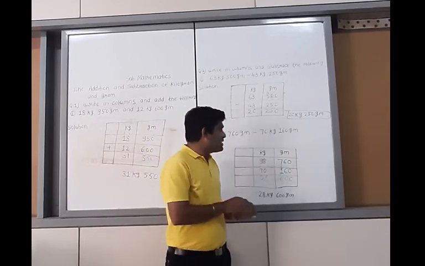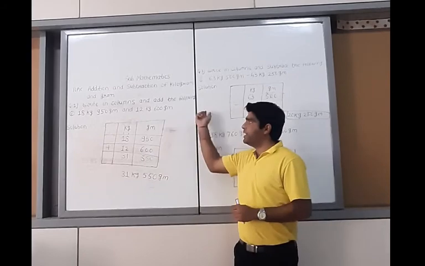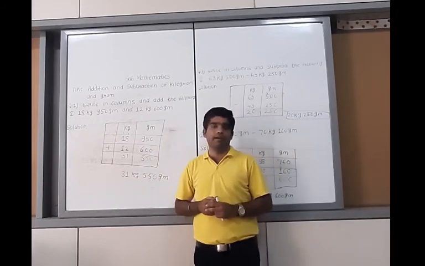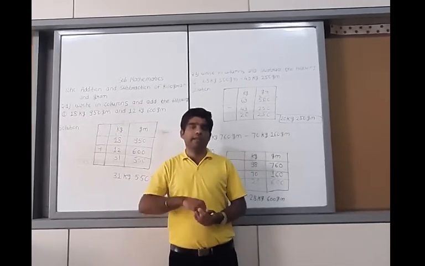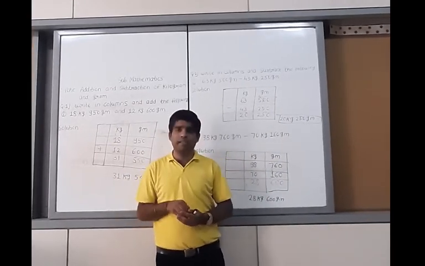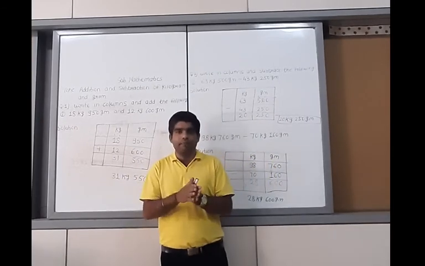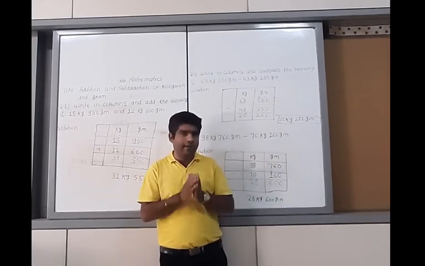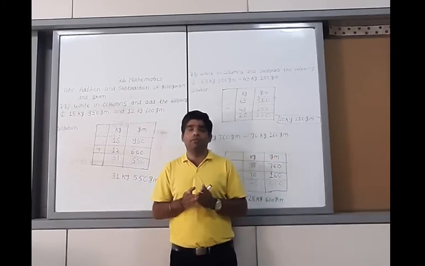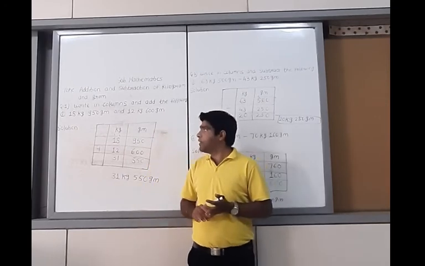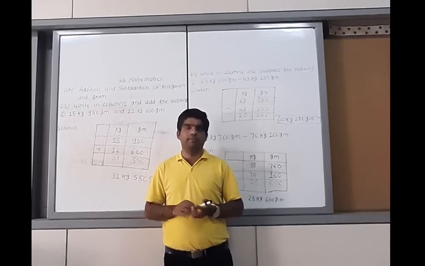Okay. It means that first of all arrange in column and then you have to solve the addition and subtraction of the kilogram and gram. All three examples are based on finding the answer in the form of kilogram and gram. It means that all three examples are based on the addition and the subtraction of kilogram and gram. Also, every student understood the concept regarding addition and subtraction of kilogram and gram.